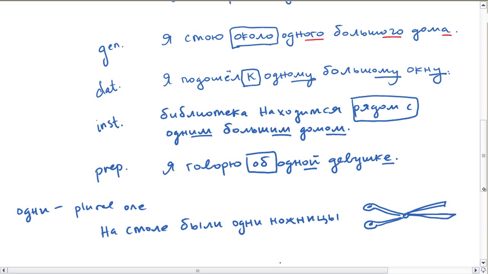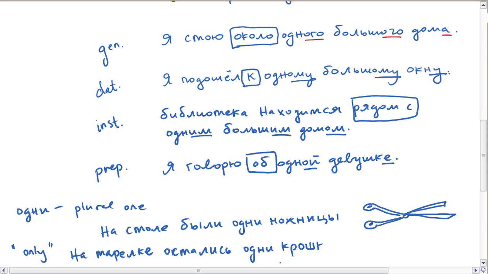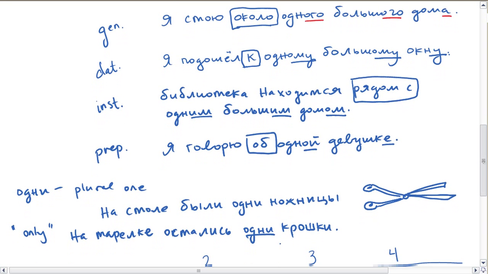Or it can mean only. So на тарелке остались одни крошки. So on the plate, there remained only crumbs. Those are our ones. So now let's move on to 2, 3, and 4.